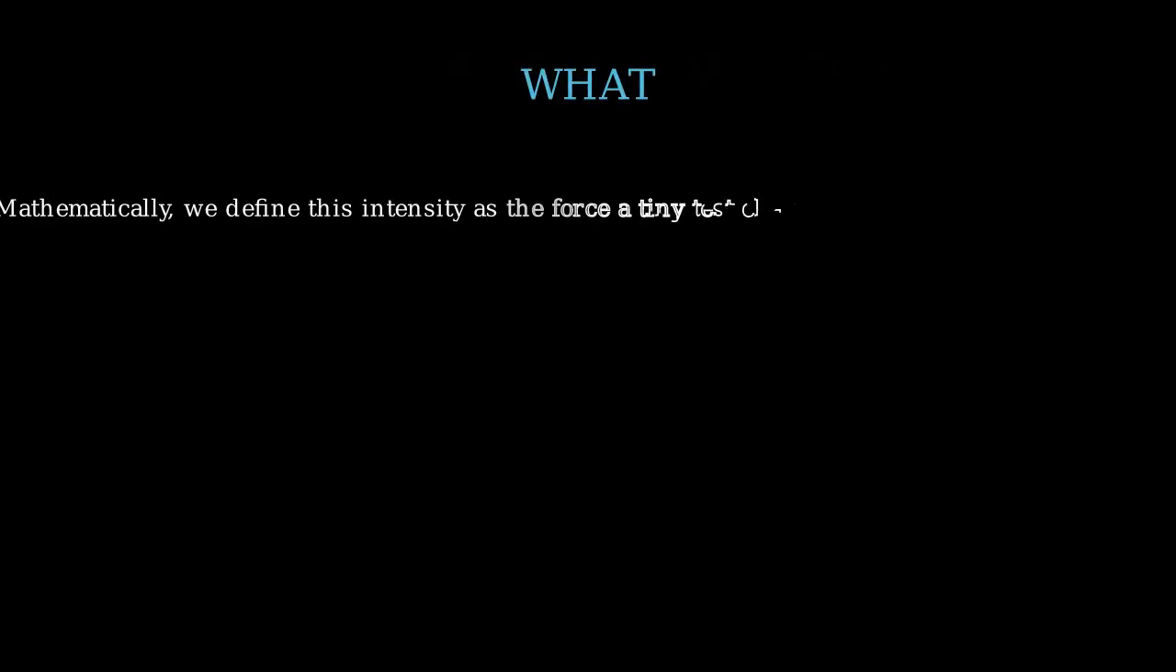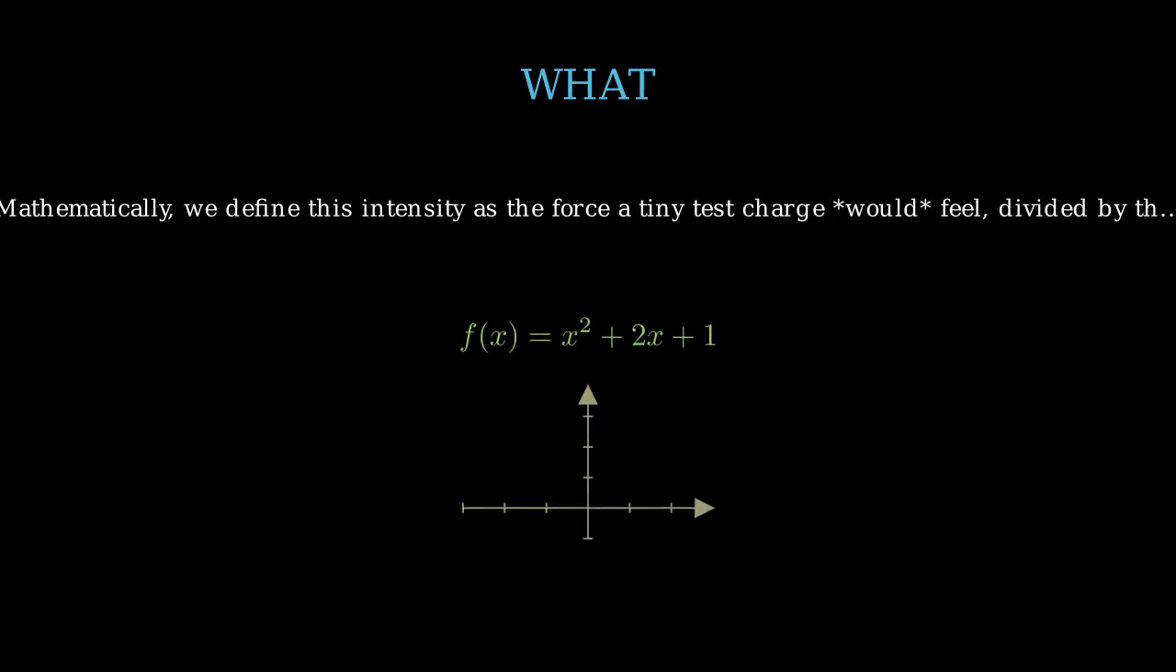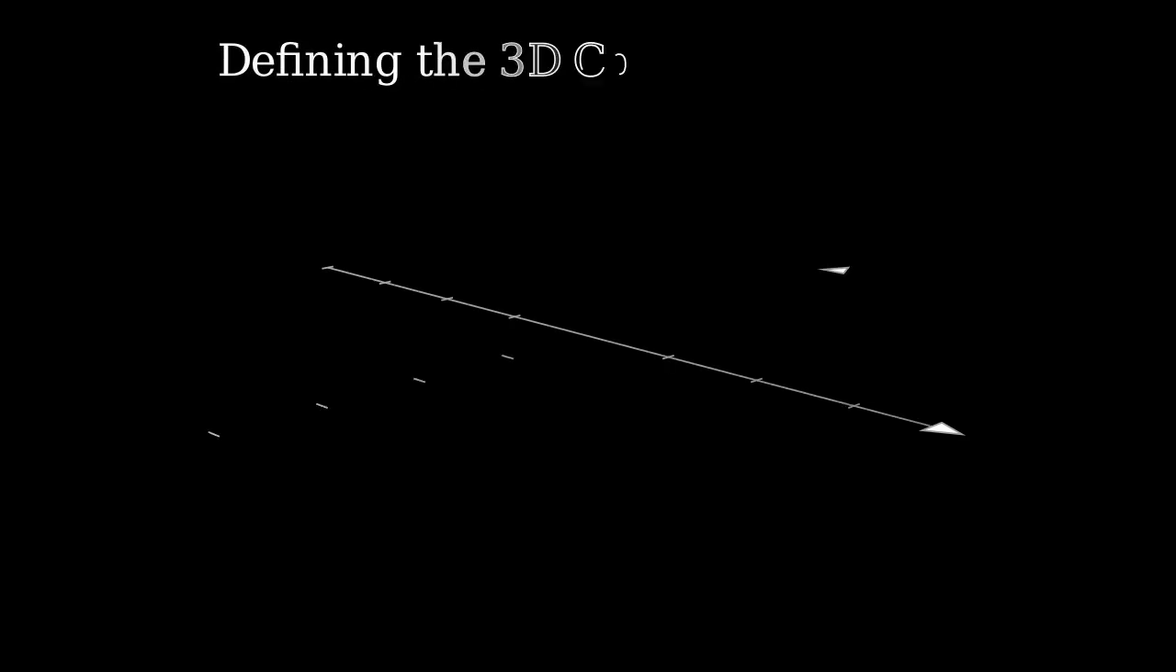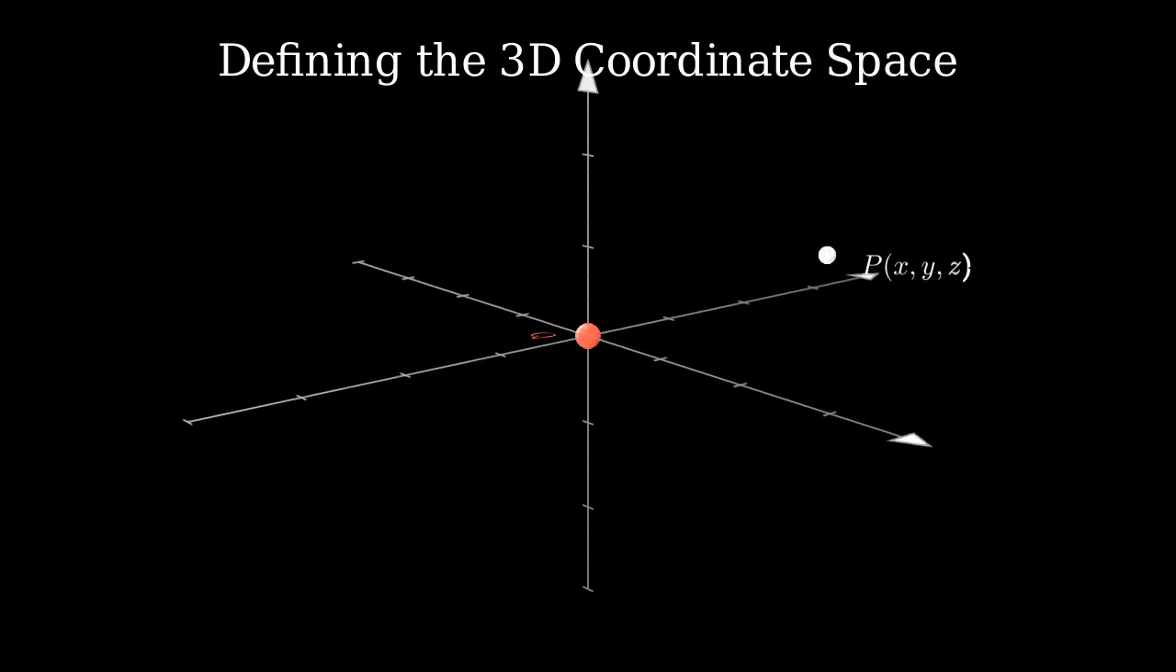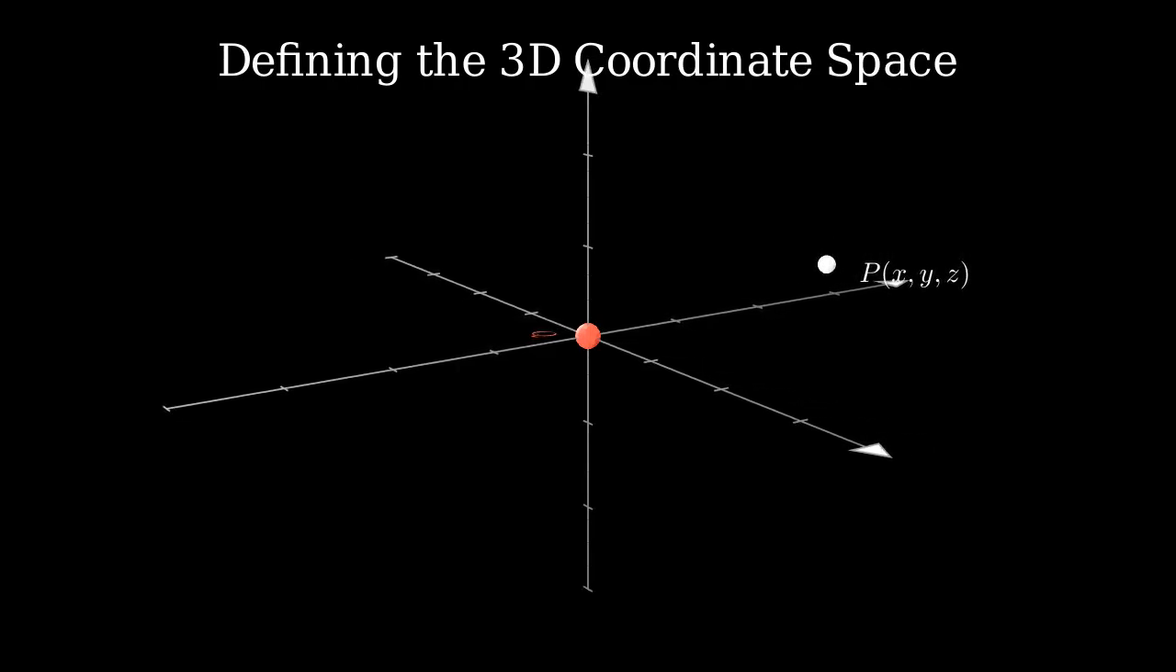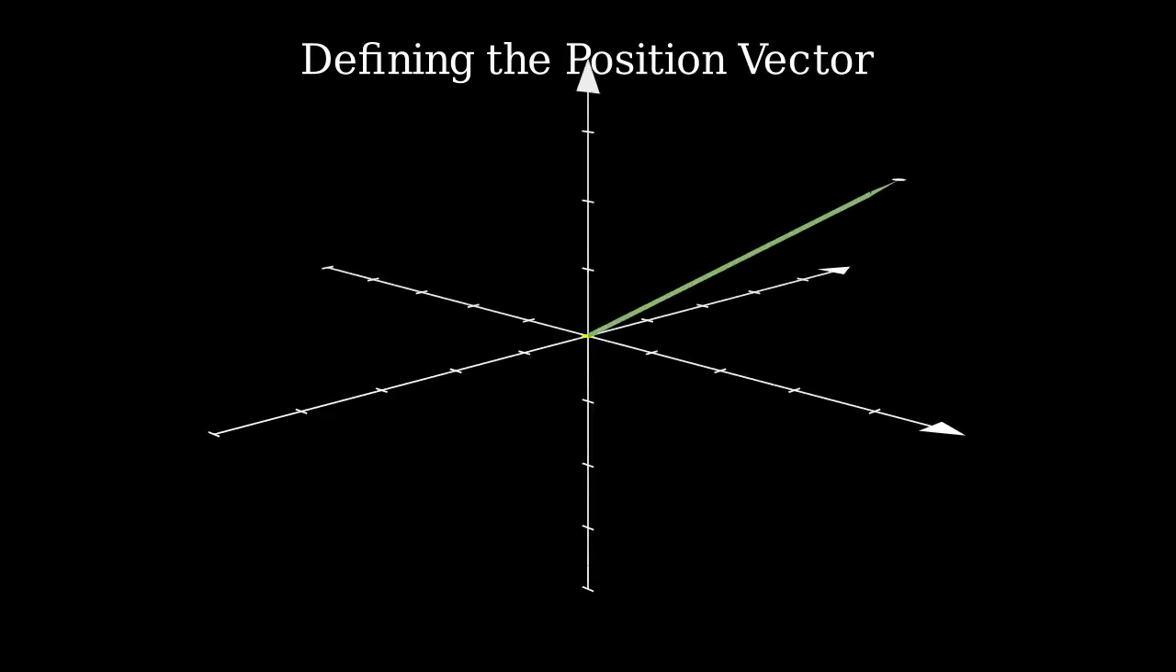Mathematically, we define this intensity as the force a tiny test charge would feel, divided by that charge's magnitude. To calculate this precisely, let's place our source charge at the origin and pick a target point in 3D space. First, we find the position vector, let's call it r, which points straight from the source to our target.